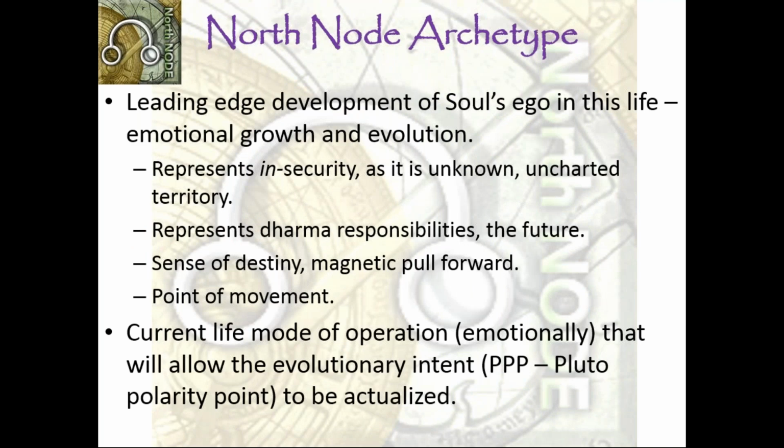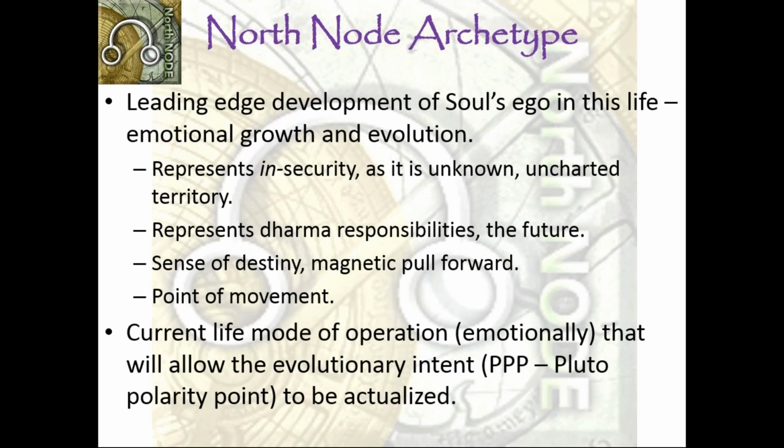North Node is always the leading edge development of the soul's ego in this life. It is our emotional growth and evolution moving forward. It represents insecurity because it's unknown, uncharted territory. Exception to the rule here, as we'll see, North Node will be active in past lives when a planet is square the nodes. But in general, the North Node represents Dharma responsibilities or the future.